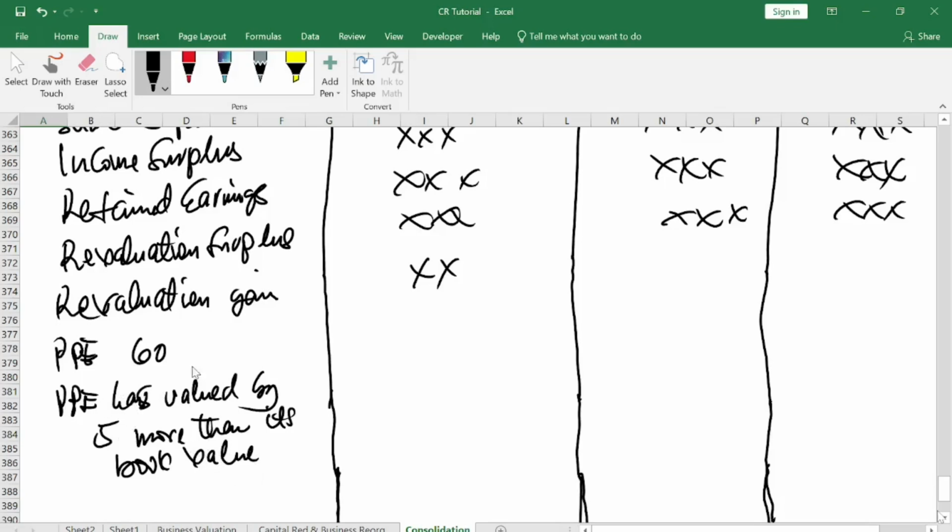You understand? So that 5 million, you will bring it here and you will bring it here. The same value, 5 million here, 5 million here. When you less it, here will be 0. So that's how it will look.